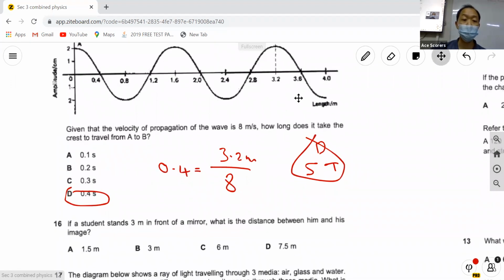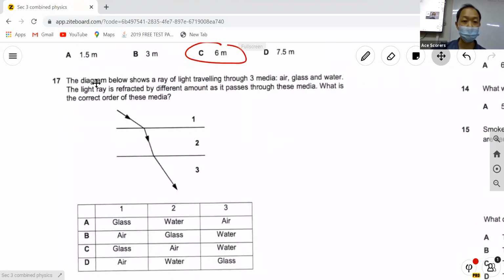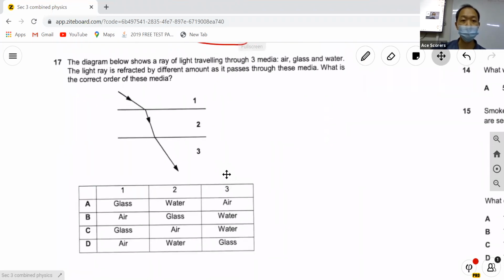Wrong formula. Next one. What's the distance between him and his image? This is easy. 6. Yeah. Okay. Good. Okay. Refraction. What is the correct order? Forget the 17. Good. Wrong. B. B. Yes. Second chance, right?